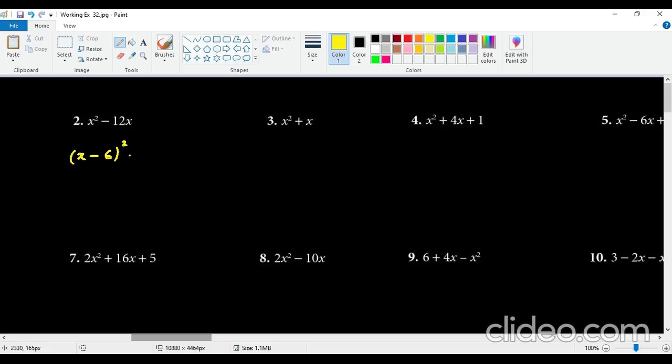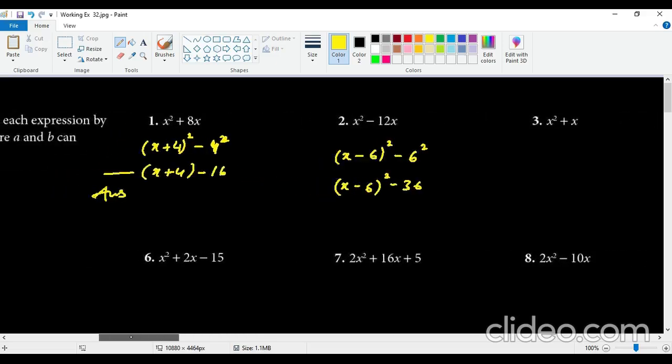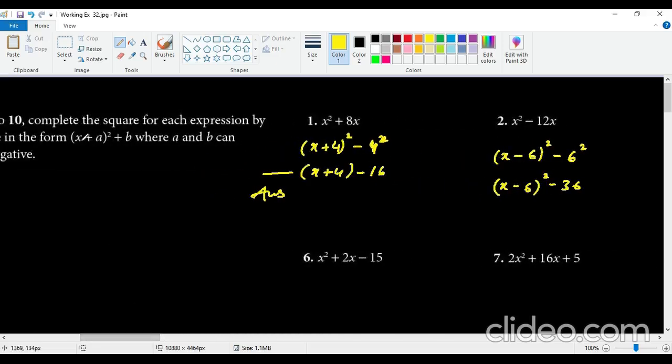Just write 36, or add one more step and write 6 square. This is going to be your final answer. Or you can further simplify: x minus 6 whole square minus 36. So you can see that you have written it in the form x plus a whole square plus b. This is x, this is the value of a, and plus b. So this is the answer for this question. Moving on to number 3.